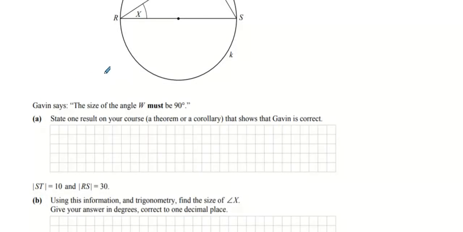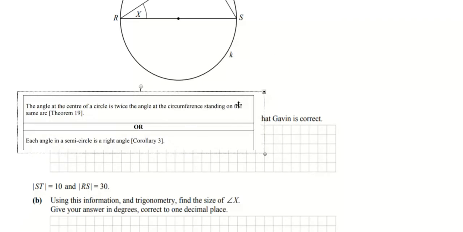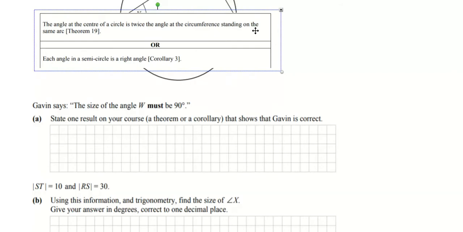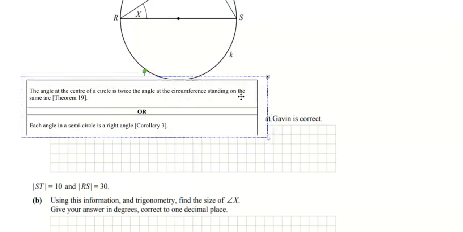Okay, so what we'll do is we'll get this now. Give me 1 second. So state one result on your course, a theorem or corollary that shows that Gavin is correct.